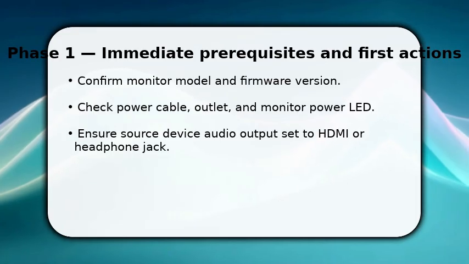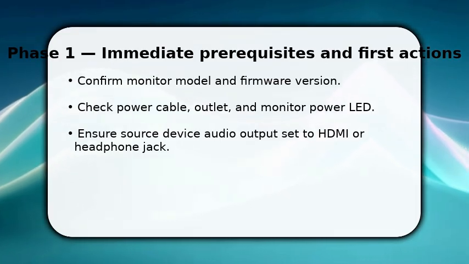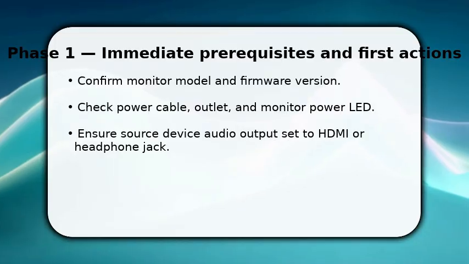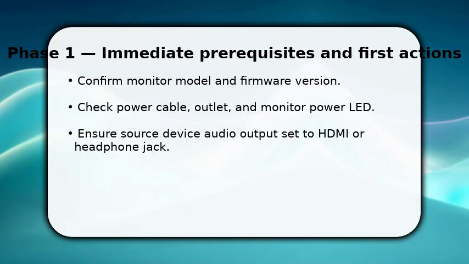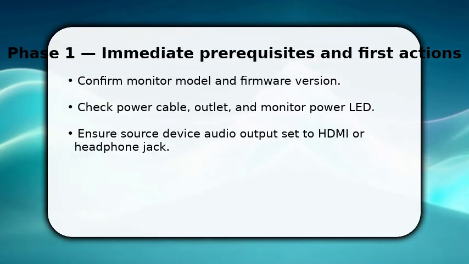Then check the source device output. Choose HDMI versus 3.5 mm headphone depending on how you connected. Once done, swap cables quickly to rule out a bad lead. This first scan removes simple hardware causes fast.